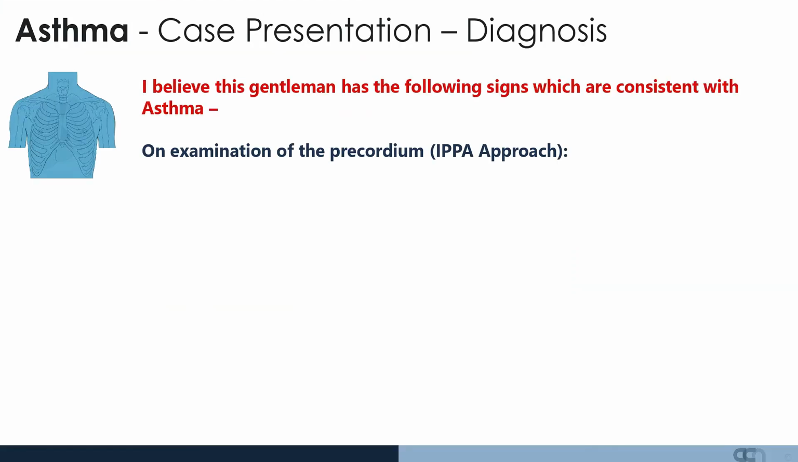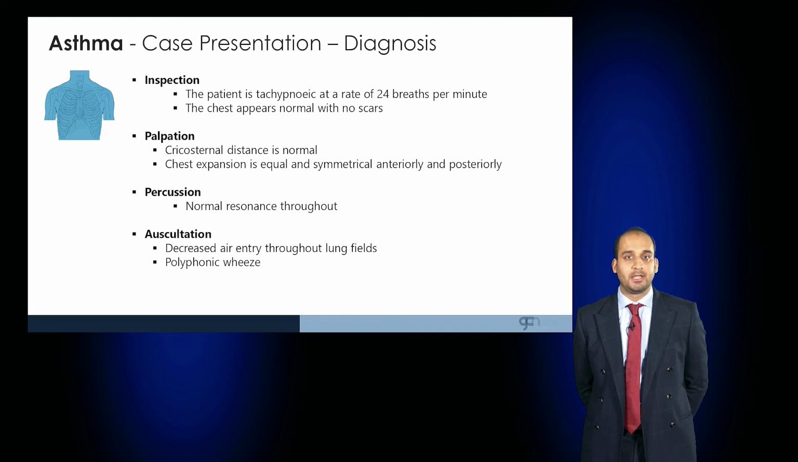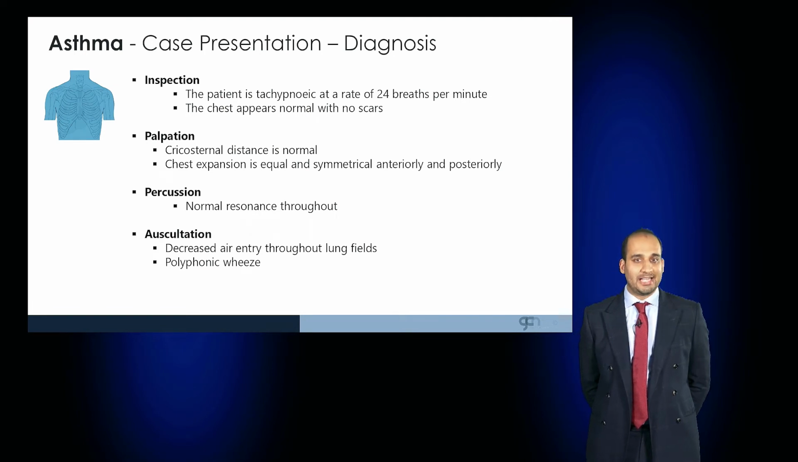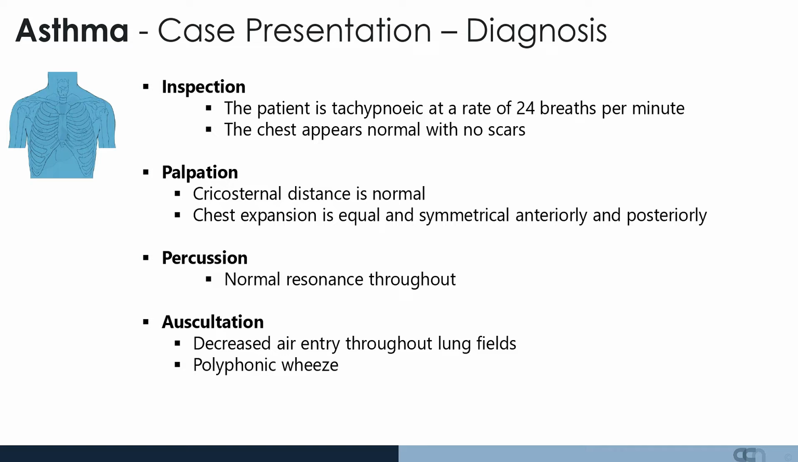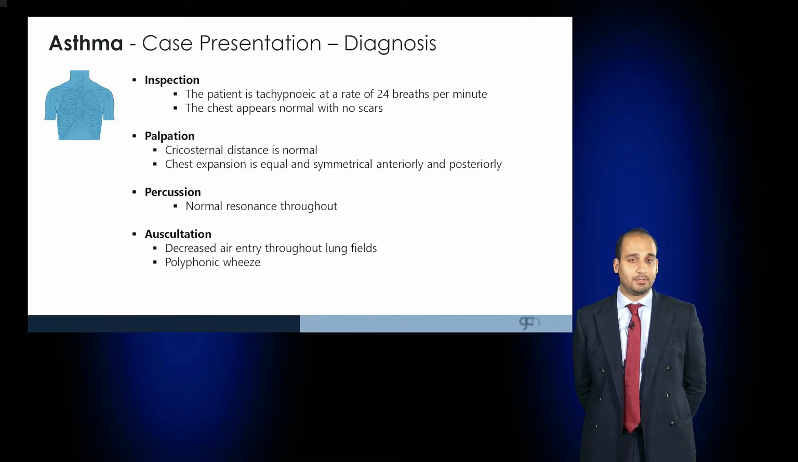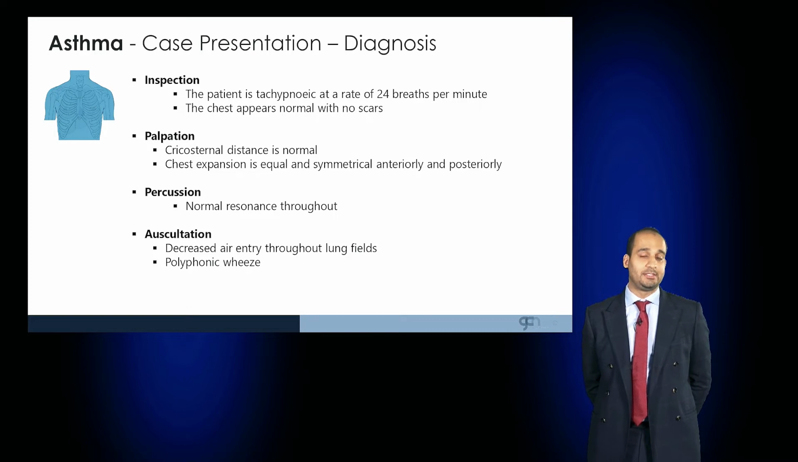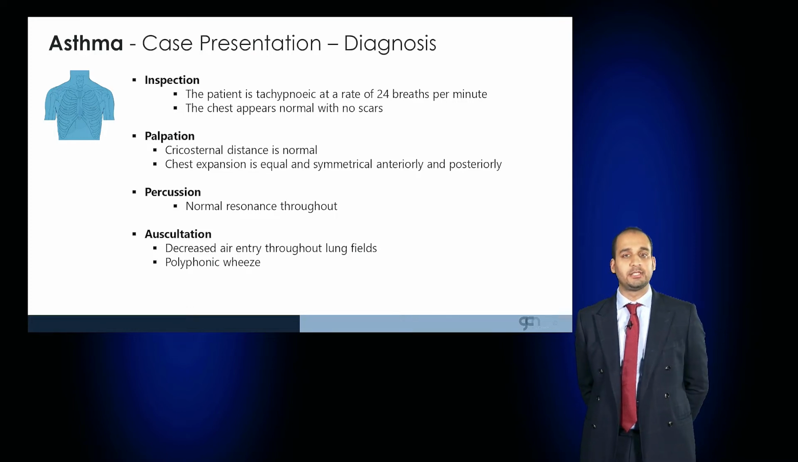On examination, start by thinking about the findings you'd find on inspection. On inspection of a patient with asthma, the patient may appear tachypneic with an increased work of breathing. The chest would appear normal with no scars in asthma. The cricosternal distance would be expected to be normal, unlike COPD, where there is hyperinflation of the chest causing a reduction in the cricosternal distance.